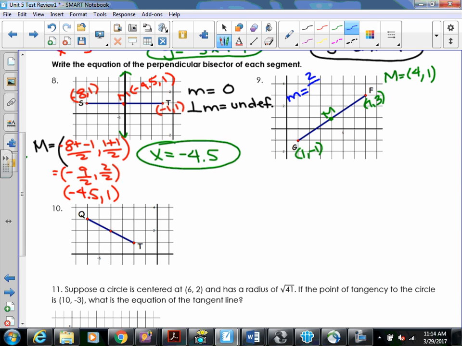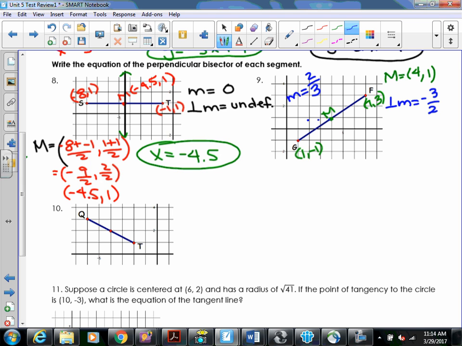And then my run will be 1, 2, 3. So the slope for line GF is 2/3. And that's nice, but they want the equation of a perpendicular bisector. So it's going to be upside down. So it'll be negative 3 halves. So your perpendicular slope will be the negative reciprocal of the 2/3. So it'll be negative 3 halves.